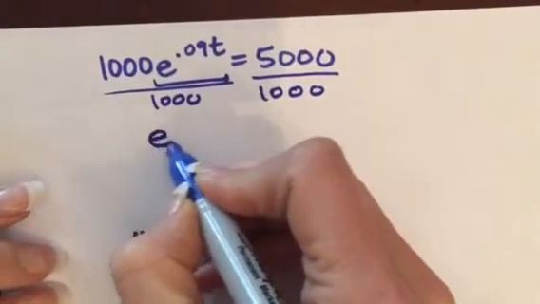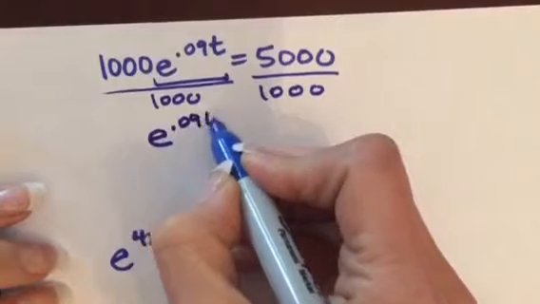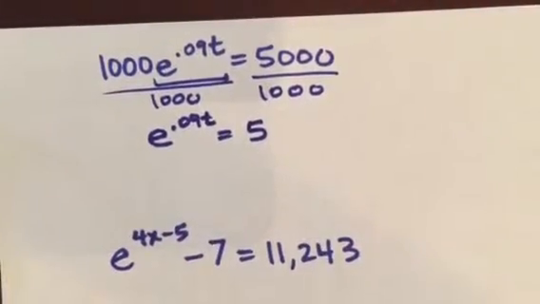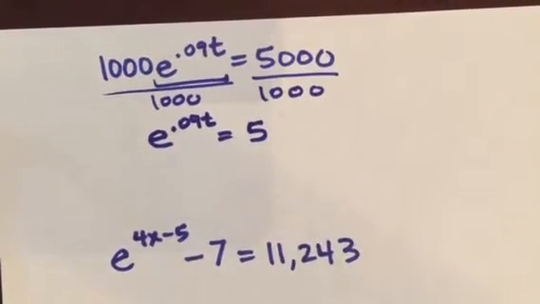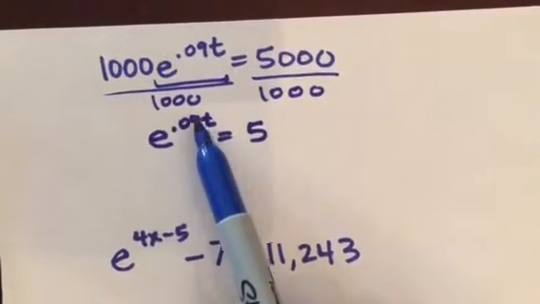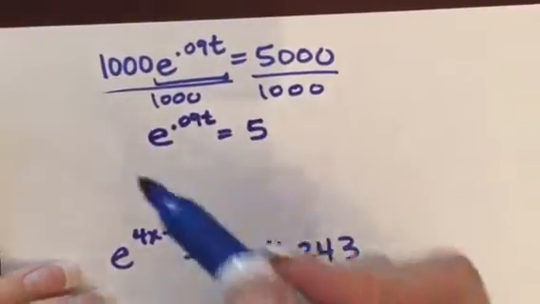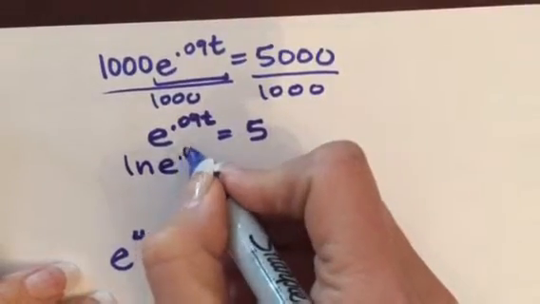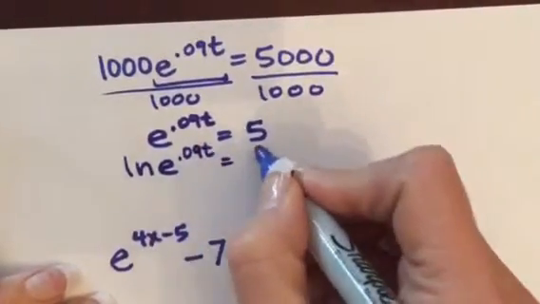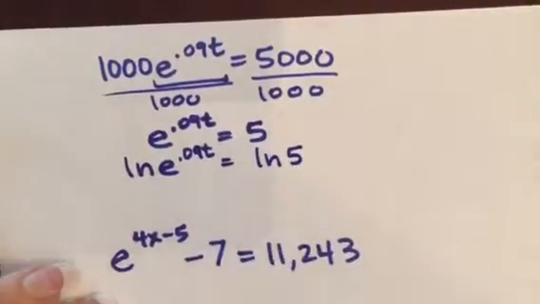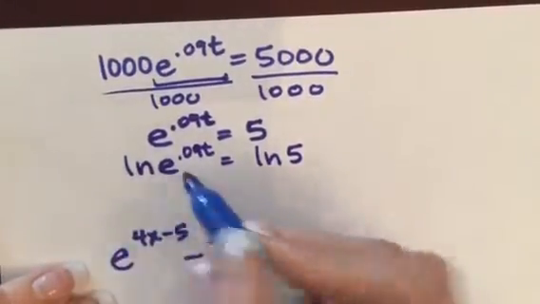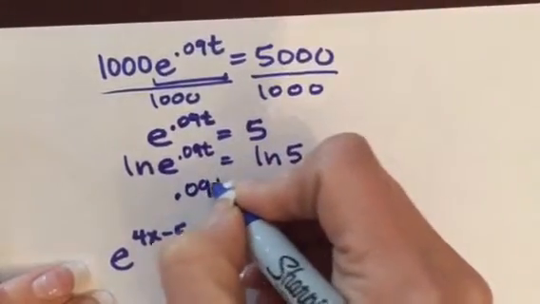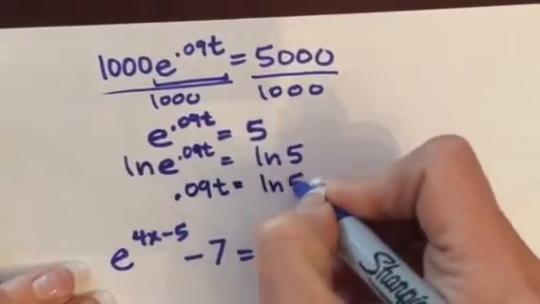And we have e raised to the 0.09t, and that's equal to 5. Okay, so now we're back to kind of where we were before. We want to isolate the exponent, so we're going to take an ln of both sides. So ln of e to the 0.09t is equal to ln of 5. All right, now that ln and that e cancel out, and I have 0.09t is equal to ln of 5.